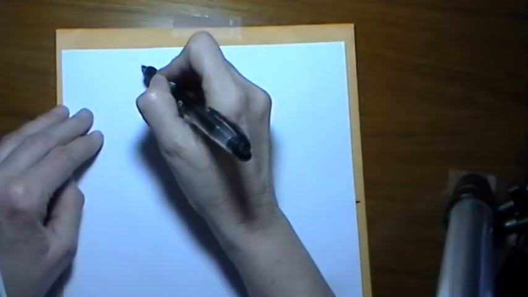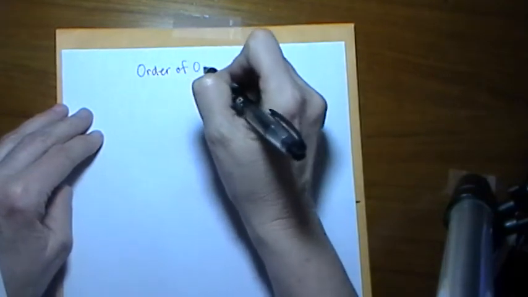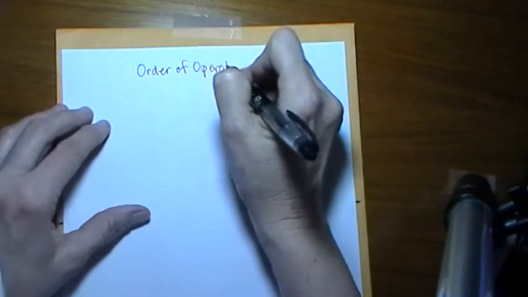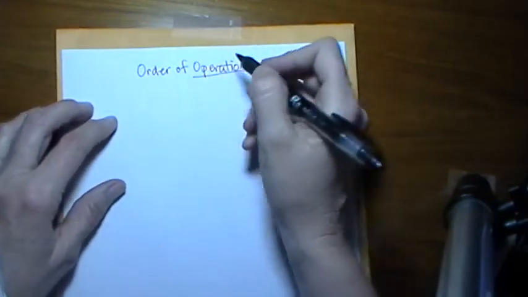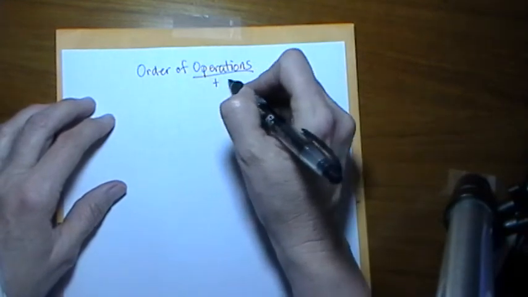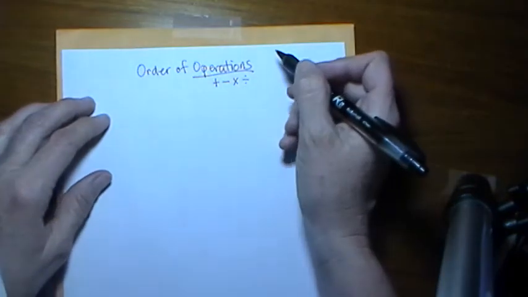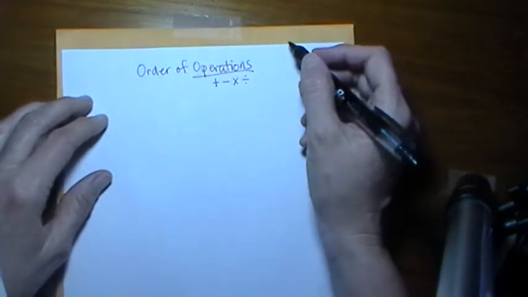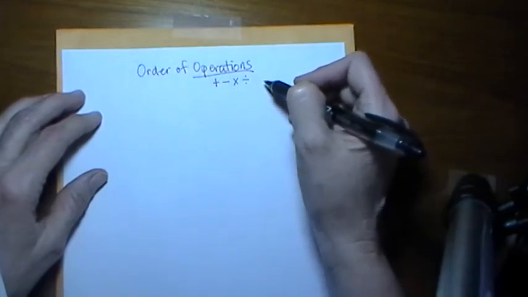So let's take a closer look at the order of operations. We know what the 4 operations are: addition, subtraction, multiplication, and division. So the order of operations tells us the order in which to perform these operations.